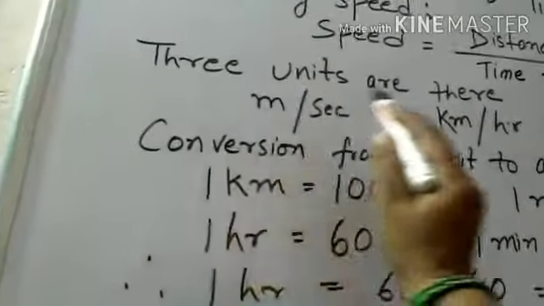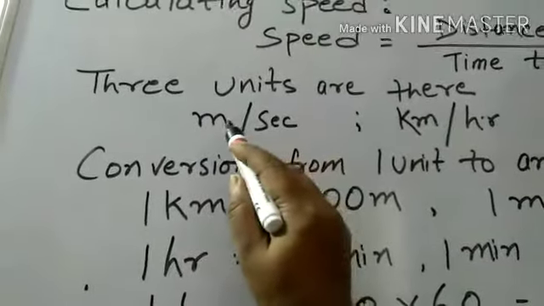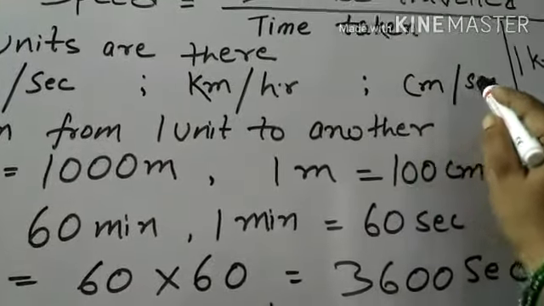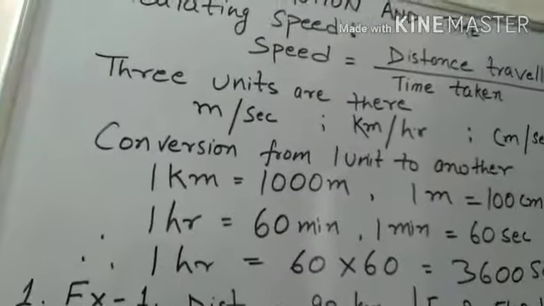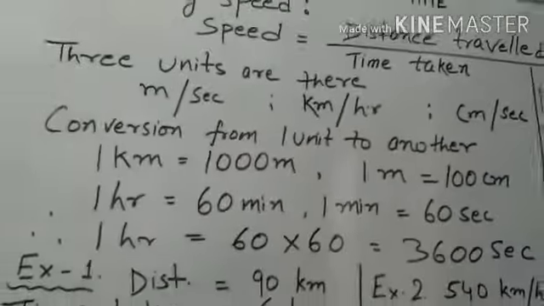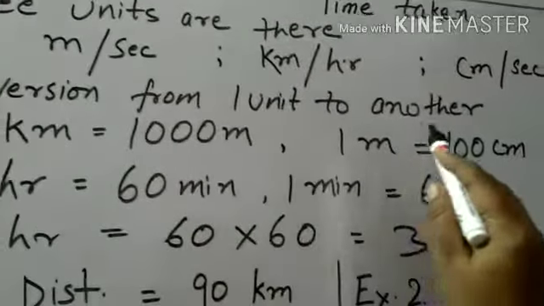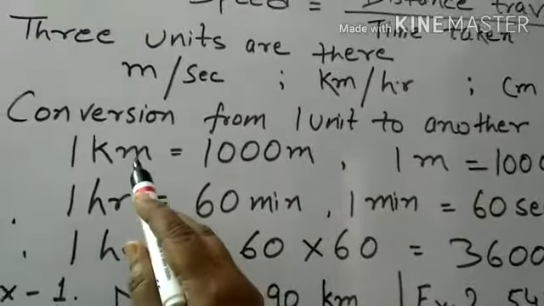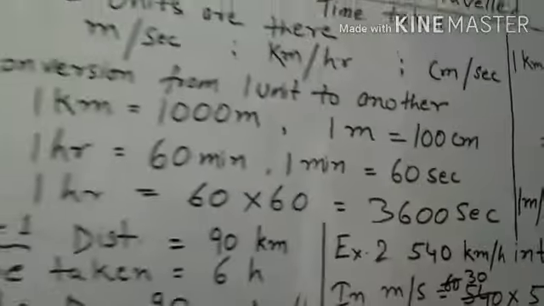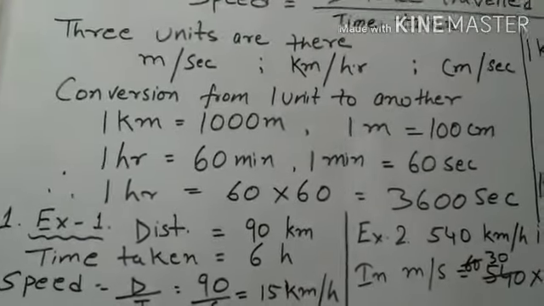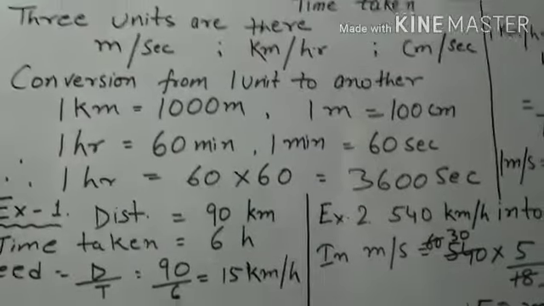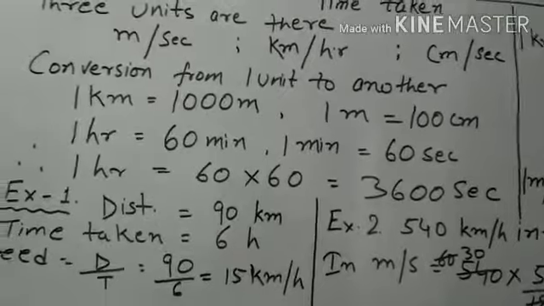Three units are there to measure the speed. First is meter per second, second kilometer per hour, and third centimeter per second. We have to convert one unit to another. For conversion from one unit to another, you know very well, 1 kilometer is equal to 1000 meter, 1 meter is equal to 100 centimeter. By putting that, we will convert from kilometer to meter, or from kilometer to centimeter, or from meter to centimeter.